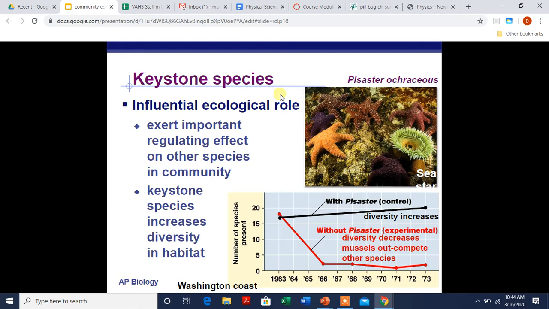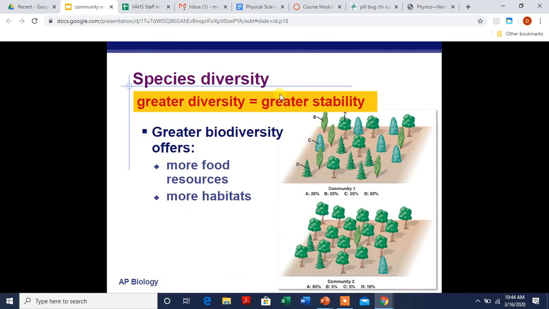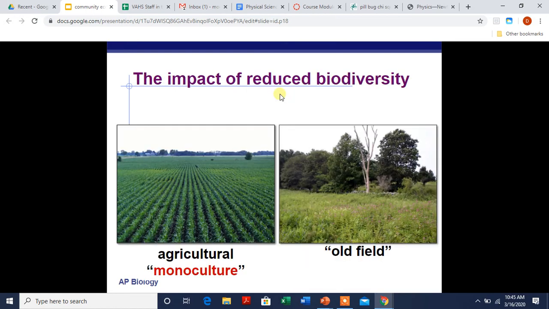One of the things I want to talk about now that has to do with the structure of a community are keystone species. Now, keystone species are different from dominant species. A dominant species is a species within a community that is disproportionately large. So if we go back here, look in community number 2. Species A makes up 80% of the organisms in that community. It would be the dominant species. It makes up the greatest proportion of that community in terms of pure numbers, right?